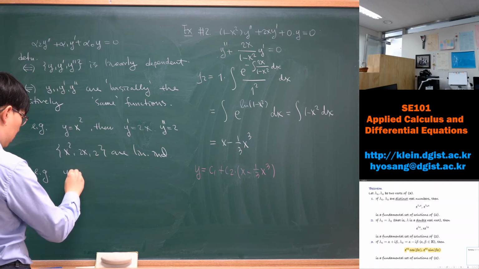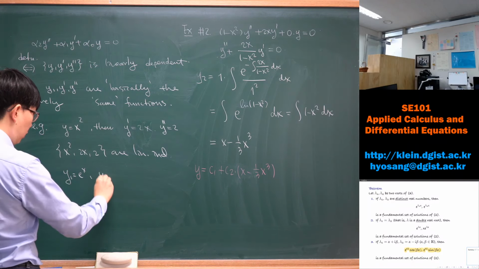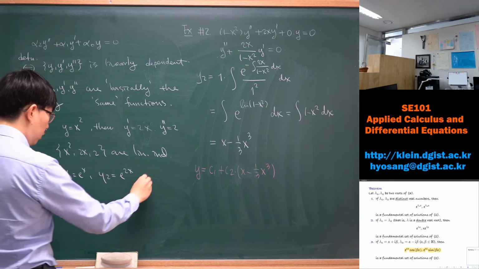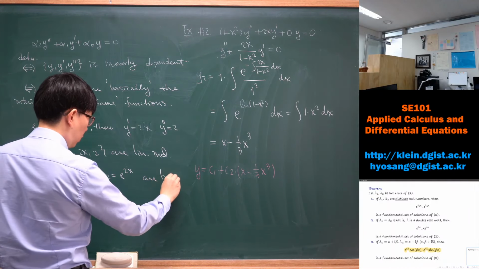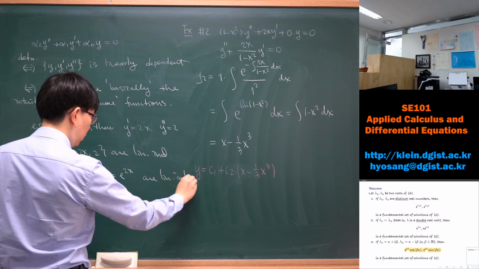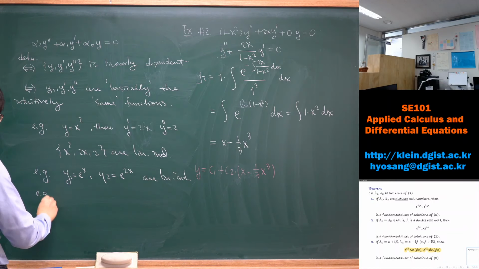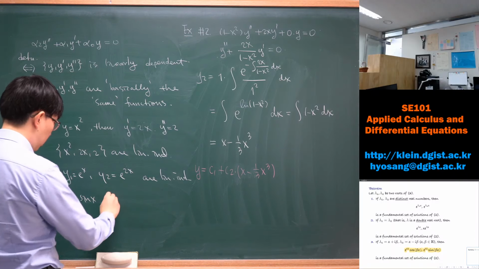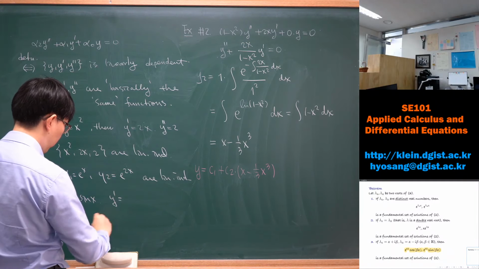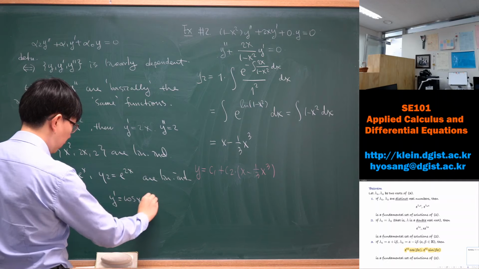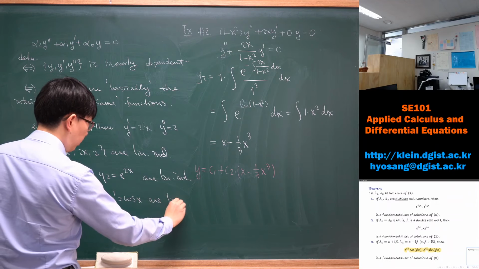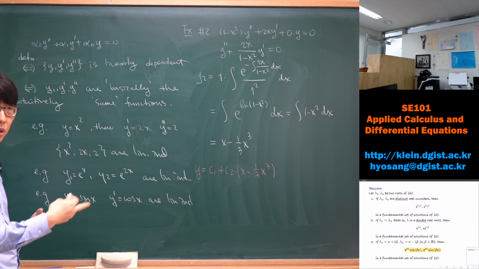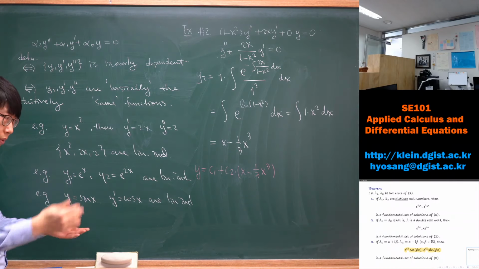Or if you're looking at the functions y1 equals e to the x and y2 equals e to the 2x, these are also linearly independent. And also, if you start from sine x and you take the y prime, which is cosine x, these are also linearly independent. Sine and cosine are linearly independent because they are not multiples of each other. They are shifted but not multiples.